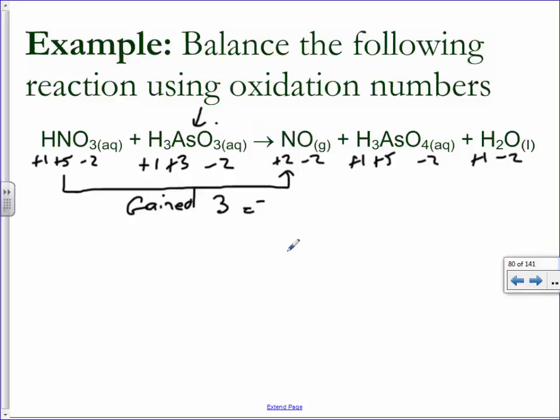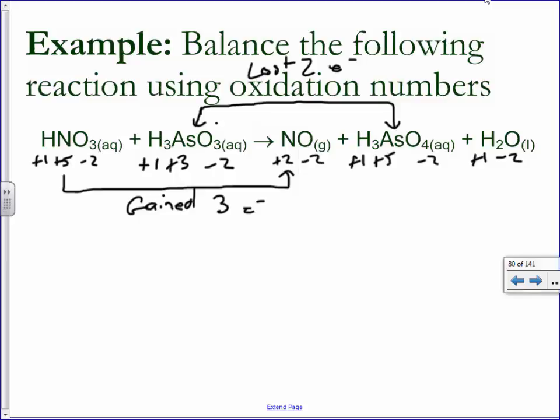Does that work? Where's the other change? Arsenic went from +3 to +5. So hopefully you'll agree that it lost electrons, but I'm going to be more specific though. How many electrons did it lose? 2 electrons. These numbers here are going to be the linchpin to getting me started. If someone gains 3 electrons, but someone loses 2 electrons, can those jive and fit together?